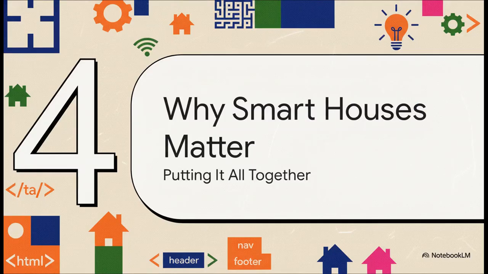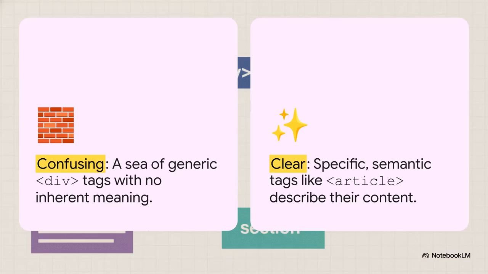So we've got all these amazing, specialized building materials now, but why? Why does this actually matter? What makes this smart house so much better than the old one made of just plain bricks? Let's put it all together. This visual really says it all.